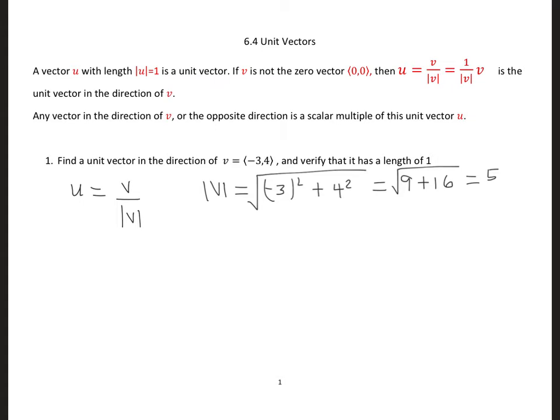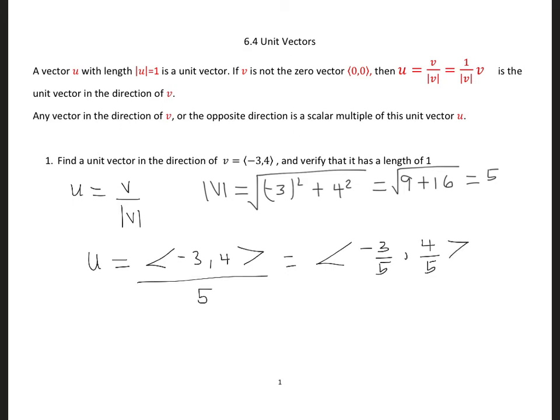So now I just need to write the unit vector. It's going to be the vector v, which is negative 3, 4, divided by 5, which is the same as negative 3 over 5, 4 over 5. So that's the unit vector.